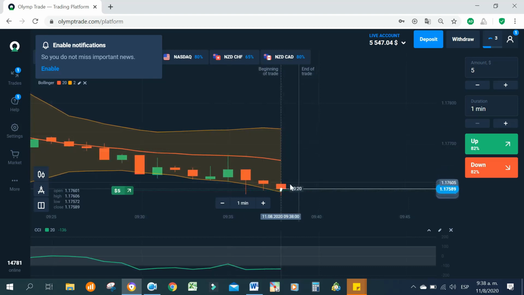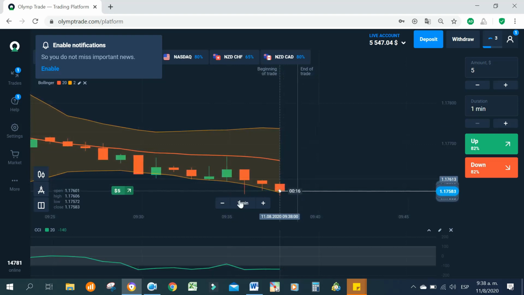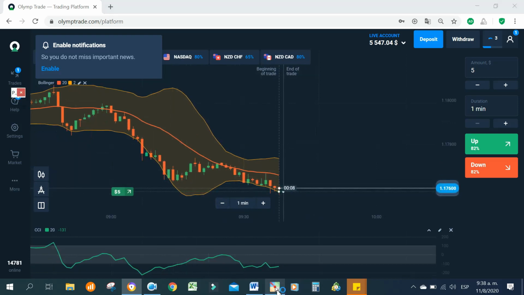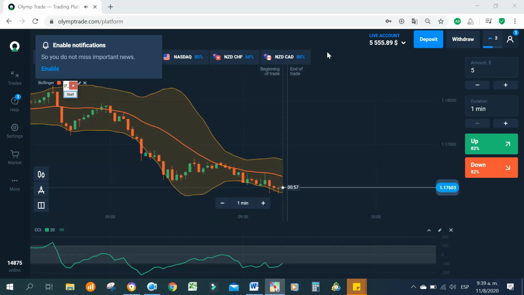So guys, as you can see, this trade is winning. Remember, this is like a range, you can see. Let me open this tool. The tool that I use is called Point of Fix. Okay, guys, we won this trade.